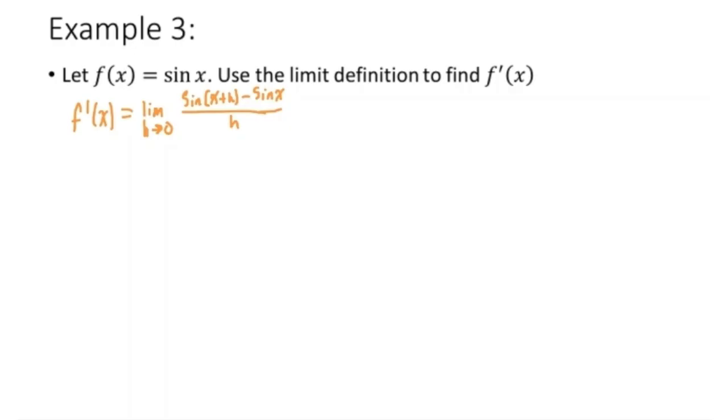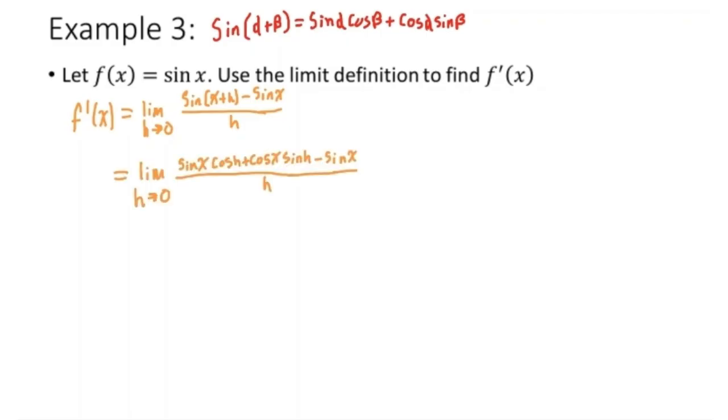To help us expand the sine of x plus h, recall from pre-calculus, one of the family of identities we learned was the sum and difference identities. That is, sine of alpha plus beta equals sine of alpha cosine of beta plus cosine of alpha sine of beta. If we apply this identity to sine of x plus h, we obtain sine x cosine h plus cosine x sine h. What I find interesting now is I see a sine h while our denominator is h. Unfortunately, I only see sine h as a single term in the numerator.